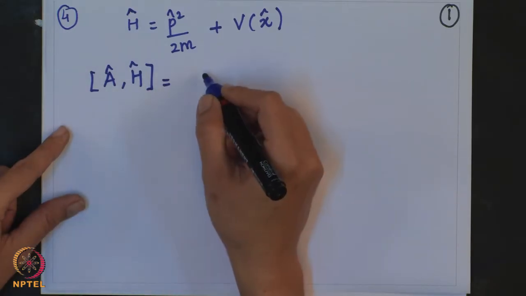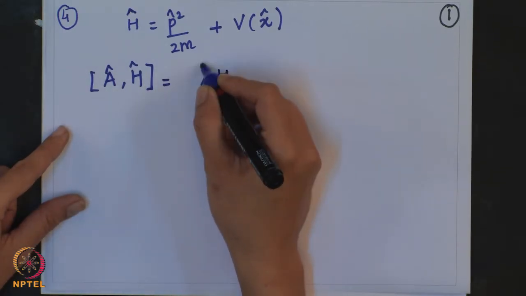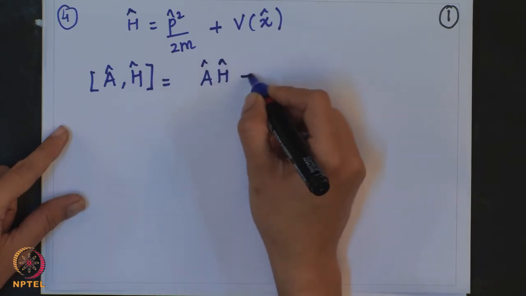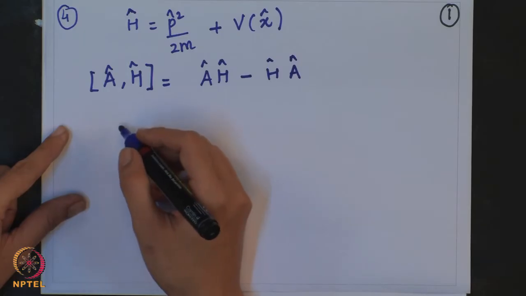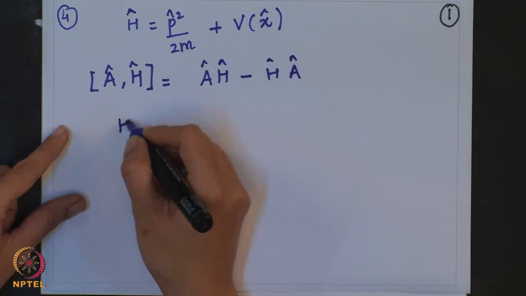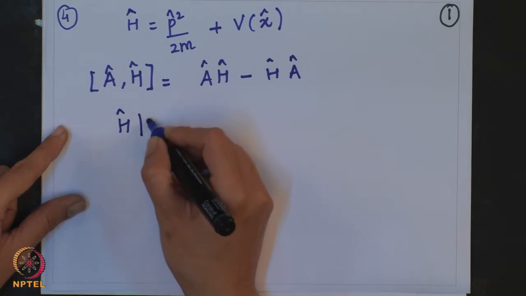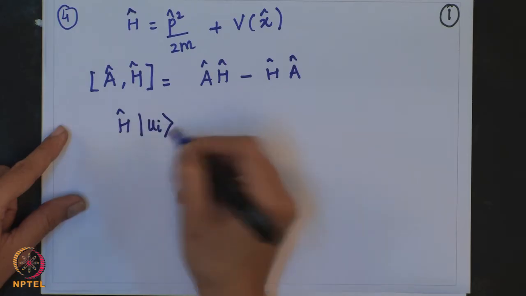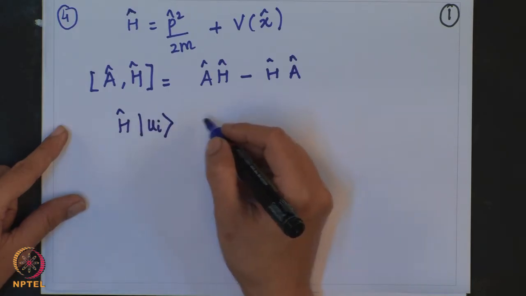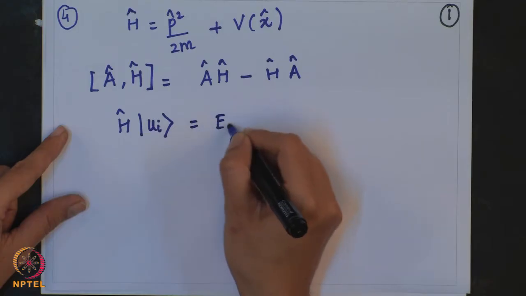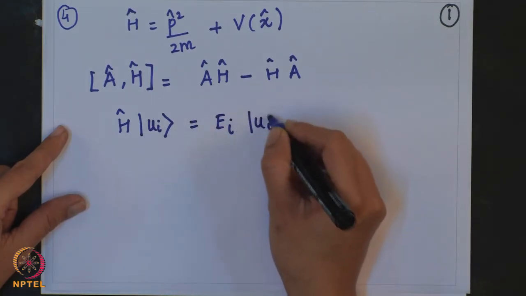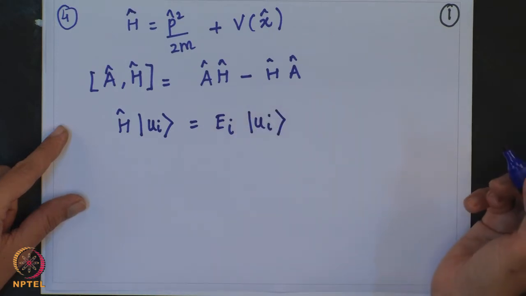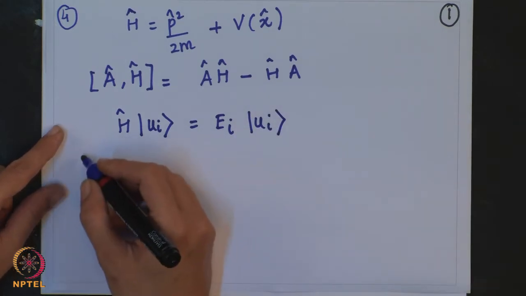This would be nothing but AH minus HA. Now, you are also given that H, when operated on the eigenstate, will give you an energy eigenvalue Ei ui. This is known.